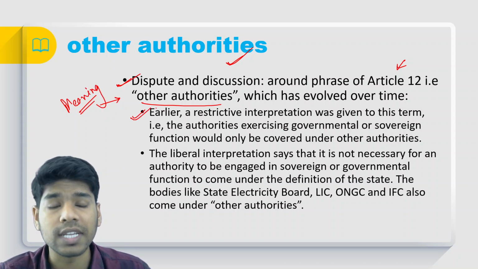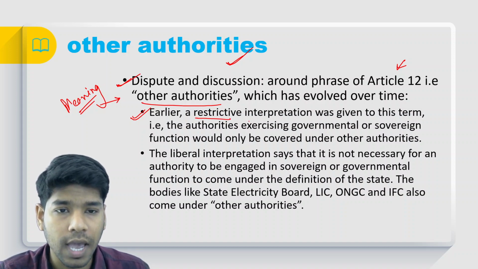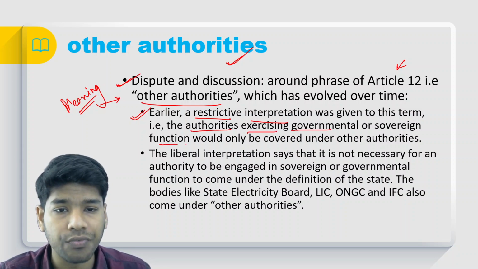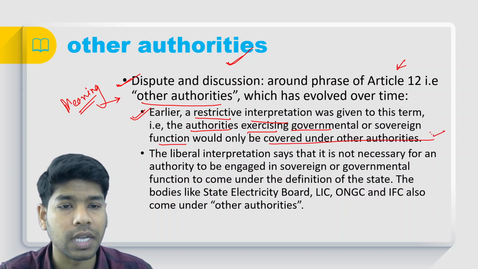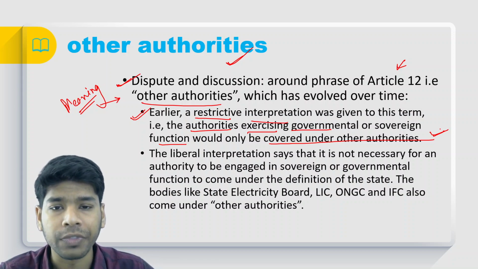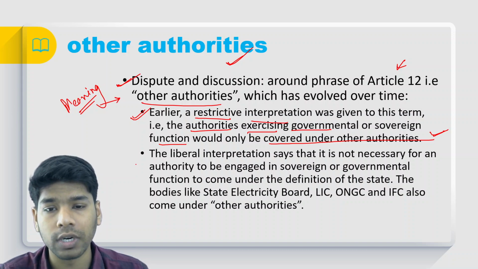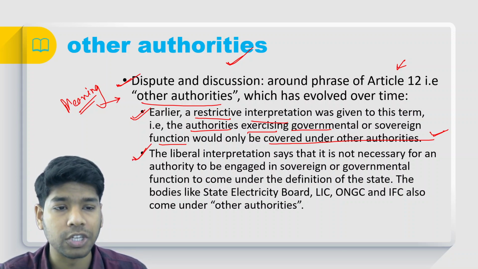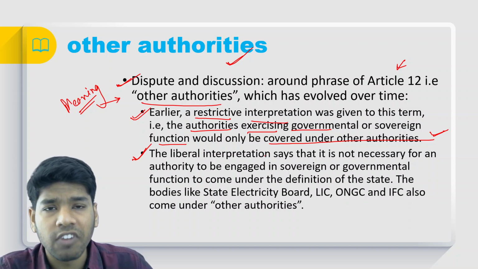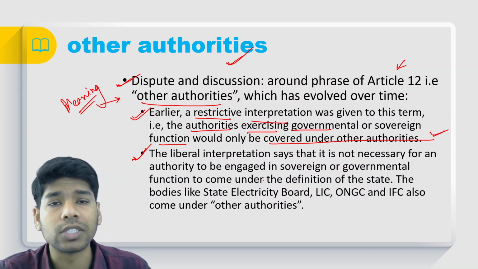Earlier there was a restrictive interpretation of the words other authorities. What is this restrictive interpretation? Authorities exercising governmental and sovereign functions would only be covered under the authorities. That means only the governmental bodies. This was the restrictive interpretation. Later, the liberal interpretation evolved. As per the liberal interpretation, it is not necessarily the government authority engaged in the sovereign or governmental function, but others also come into the picture.